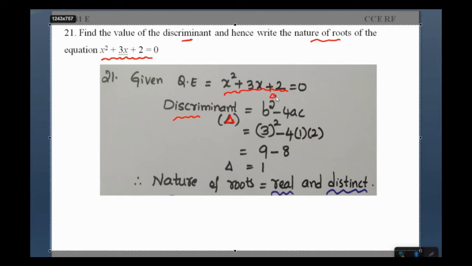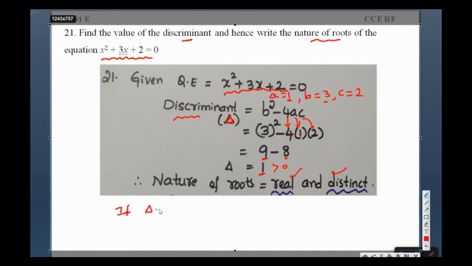In this question, a is 1, which is the coefficient of x square, b is 3, the coefficient of x, and c is the constant 2. So replace a, b, c in the discriminant. B square, so b is 3, 3 square minus 4, the a value is 1 and the c value is 2. 3 square is 9, 4 ones are 4, 4 twos are 8, 9 minus 8 is 1. So the discriminant is 1 and we have to find the nature. If the discriminant is greater than 0, and 1 is greater than 0, therefore the nature of the roots is real and distinct.